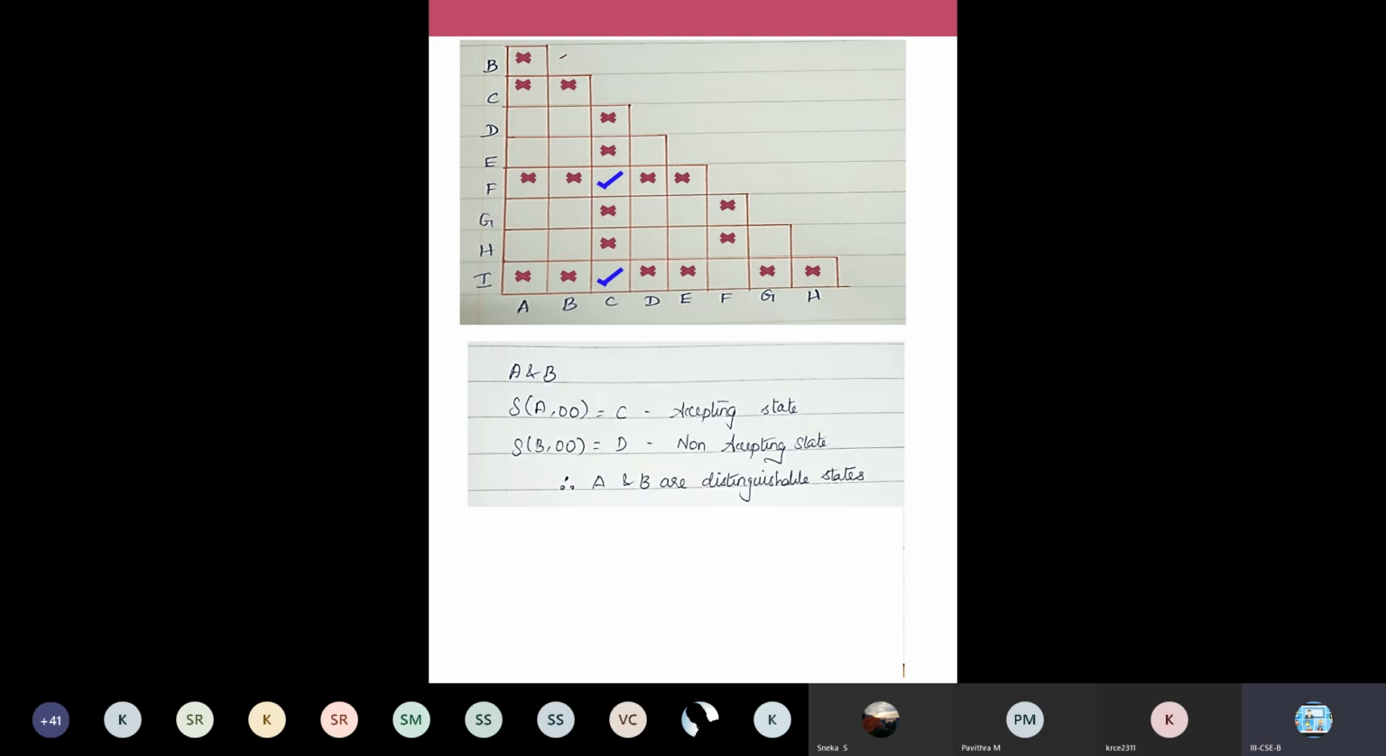After filling this, we have compared all the accepting states. Now come back to the remaining empty slots. You see what are all the empty slots in your table. A comma B, A comma D, A comma E, A G, A H, they're all empty. So let's start from A comma B. Compare A and B. You can take any string. I'm taking 0 0.